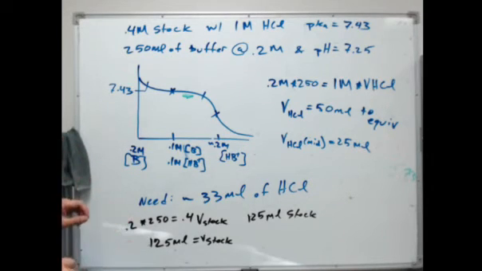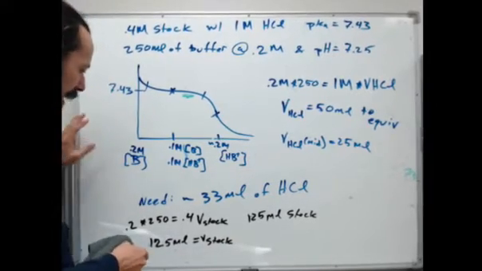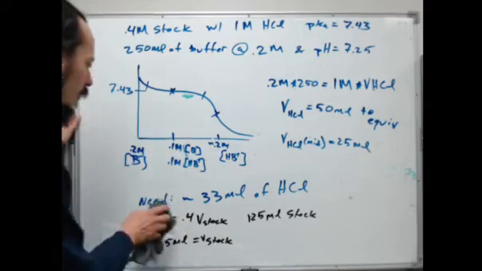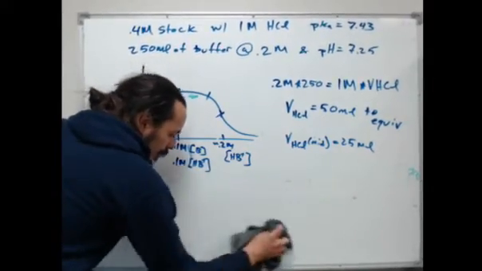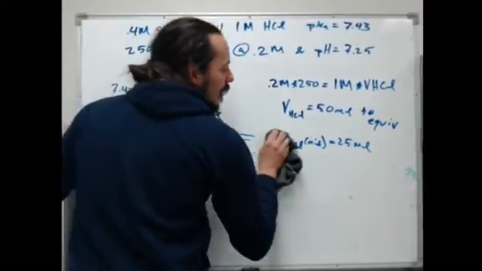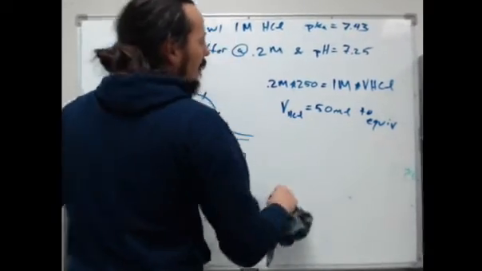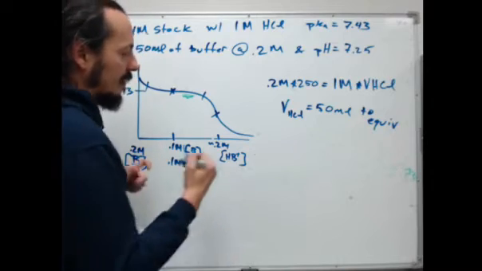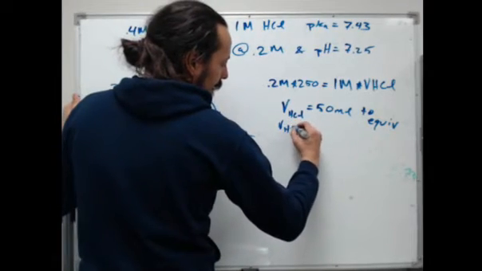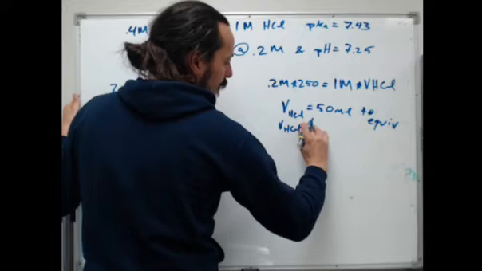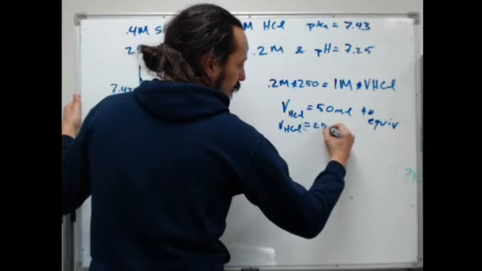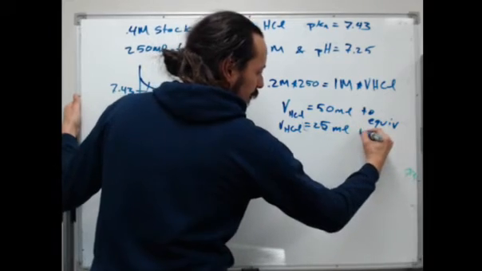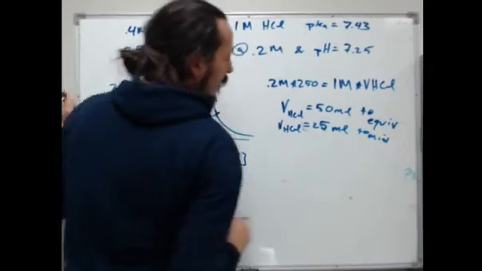That's for part A. Let's go ahead and look at part B as well. We can essentially erase this and do part B. But for part B, it wanted to calculate buffer capacity. I'm going to put this back up.